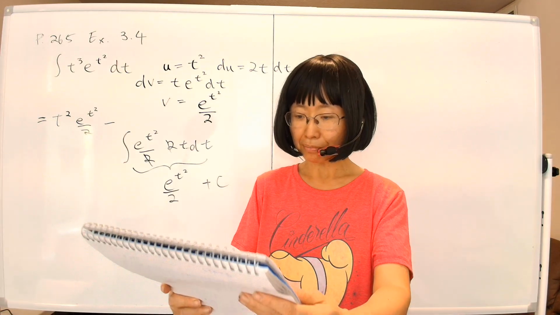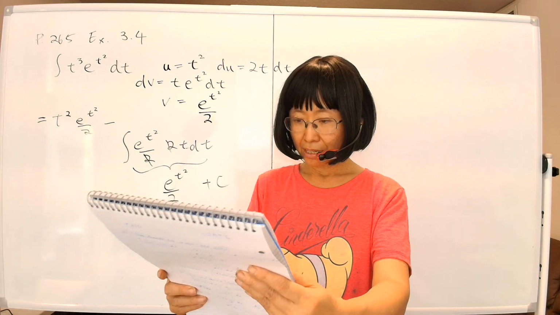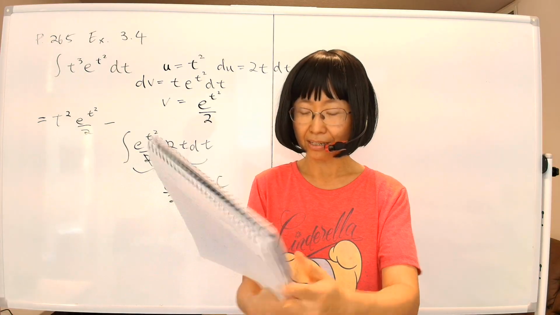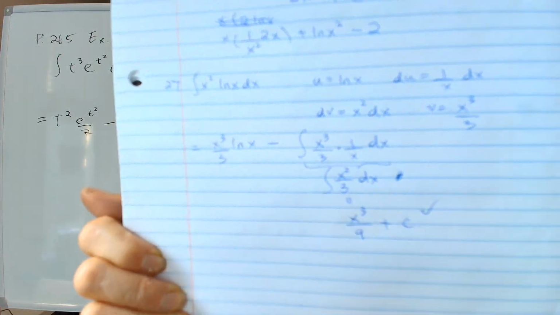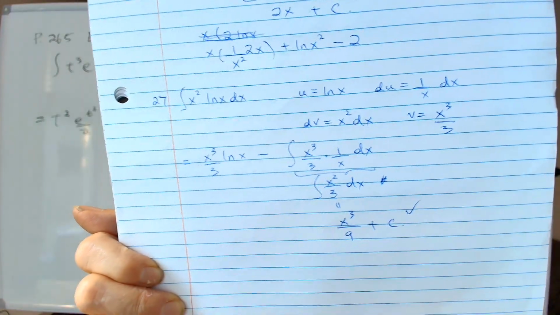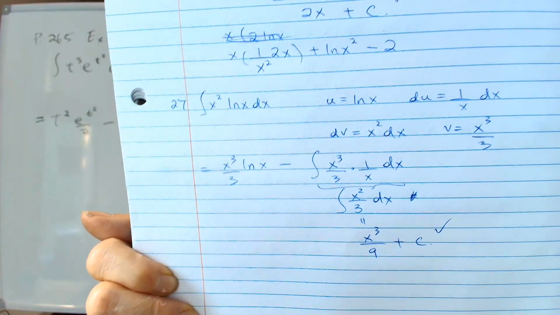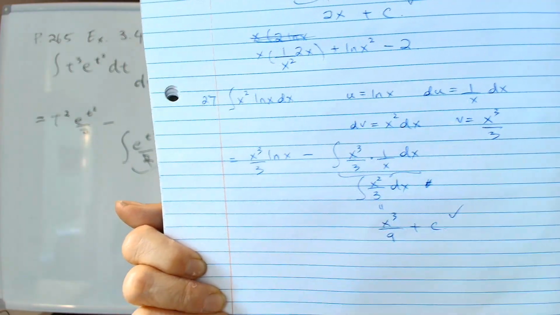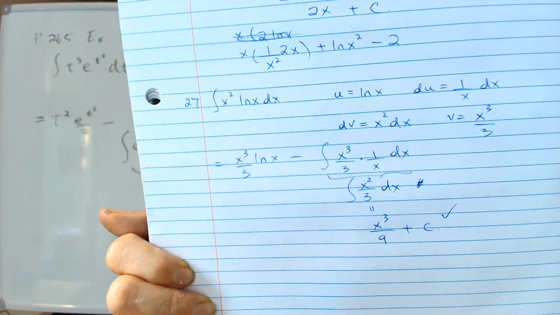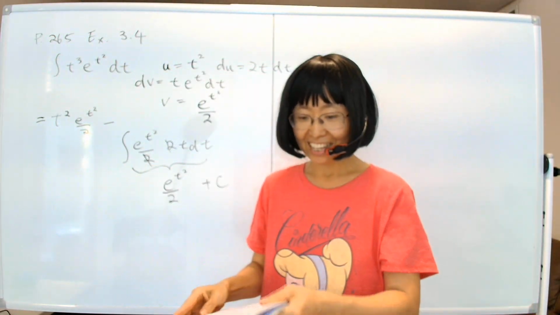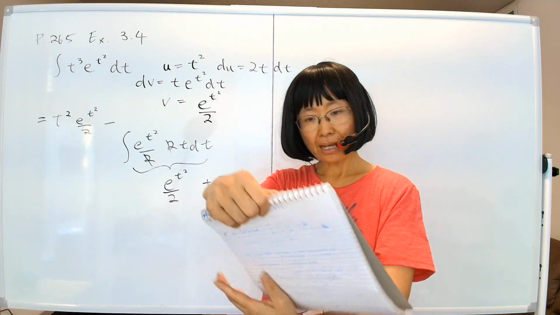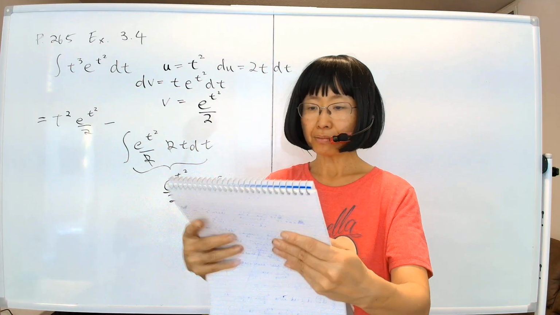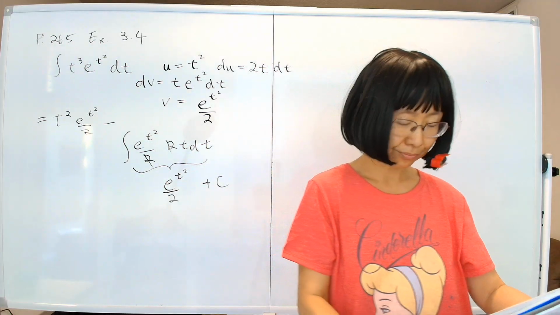So next, problem number 27. Yeah, that also looks pretty straightforward. You let u equal the natural log of x, following the LIATE rule, right? The natural log comes first, and then you do du, and a couple steps later, here's your answer. Nice and clean.